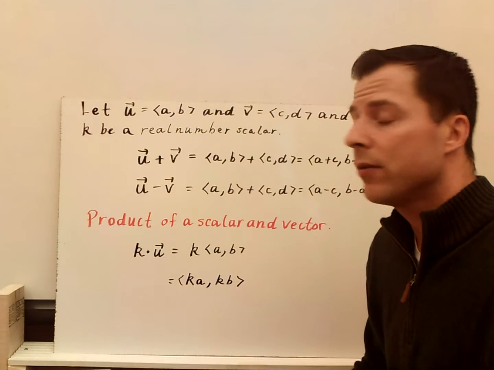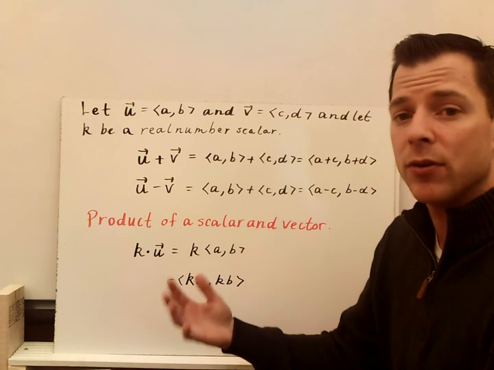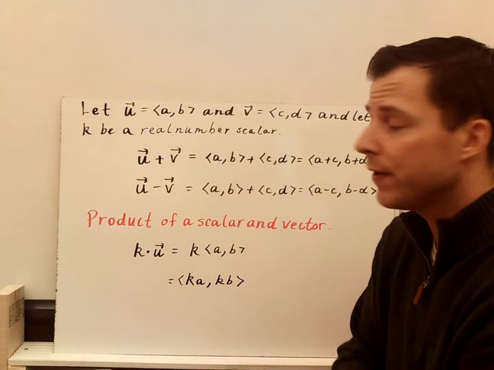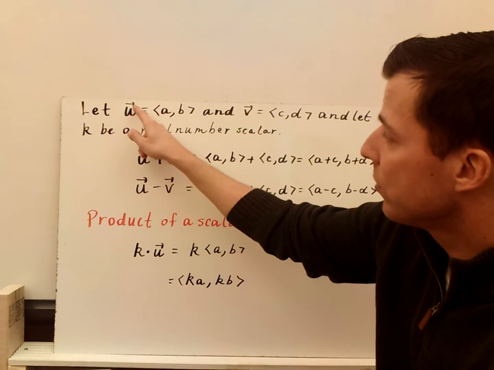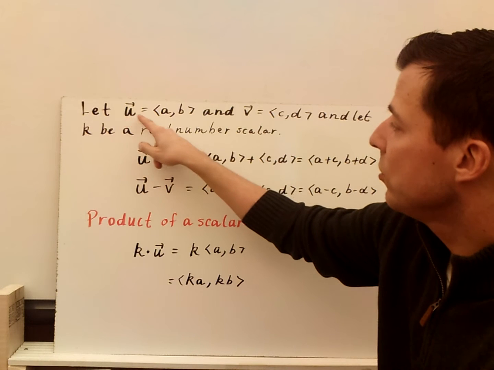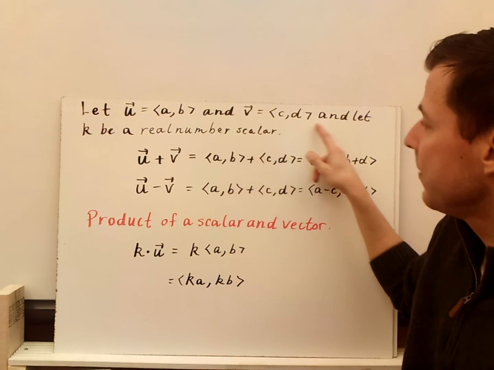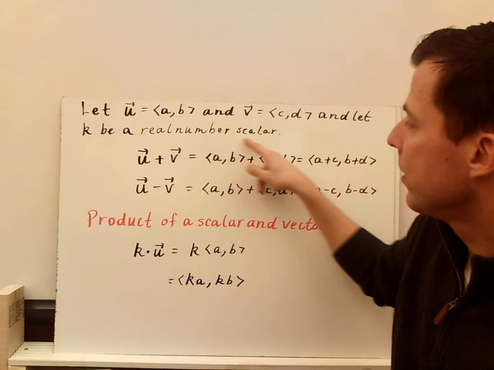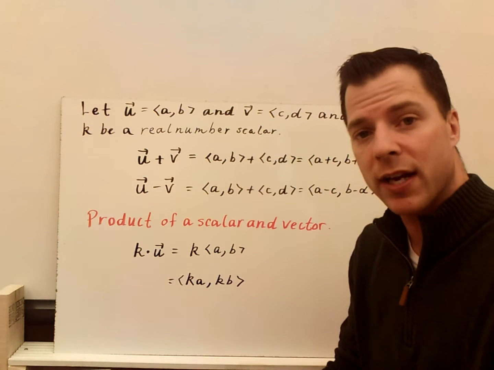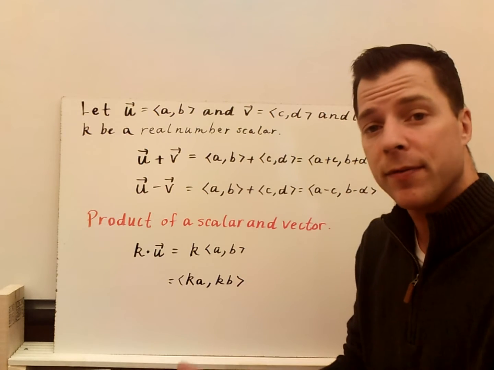All right, so again, remember, in textbooks your vectors are probably going to be boldface, but I'll draw a little arrow on top. Let vector U be the component vector AB, and let vector V be the component vector CD, and let K be a real number scalar. So here's the definition of how we add and subtract vectors.